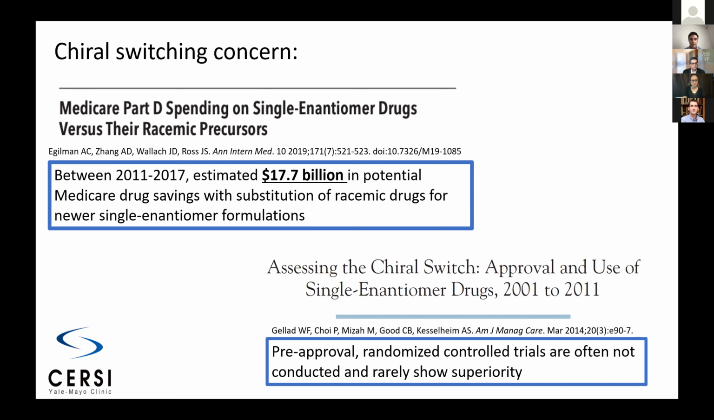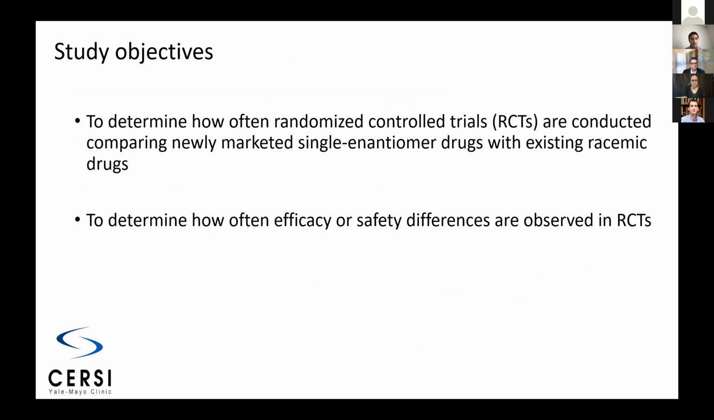A study in 2014 on 9 single enantiomer and racemic drug pairs found that pre-approval direct comparison trials were conducted for only 5 of those drugs, comparing them to their racemic precursor. And in only 3 cases did the authors of the trials actually present a direct statistical comparison between the drugs, meaning that in some cases, if the 2 drugs were in separate arms in the trial, no statistical comparison was made. So it's not clear what evidence exists to compare these newer and older drugs and whether or not there's a significant therapeutic benefit to justify the additional cost. Next slide, please.